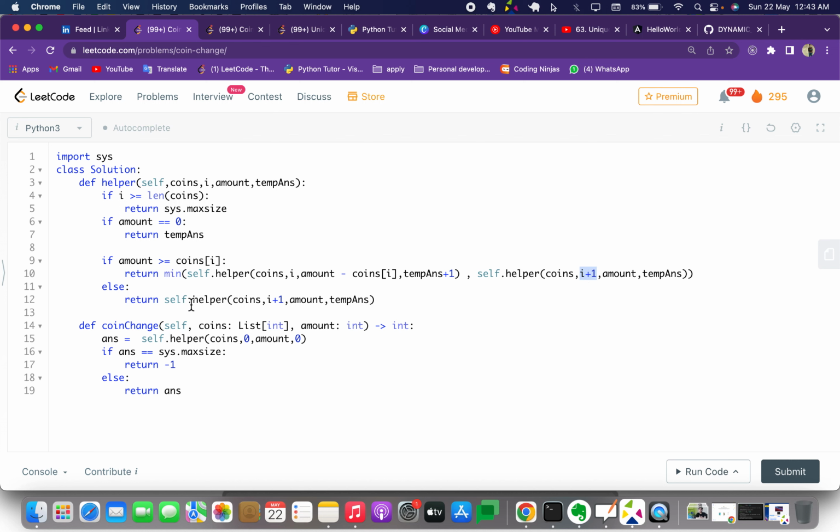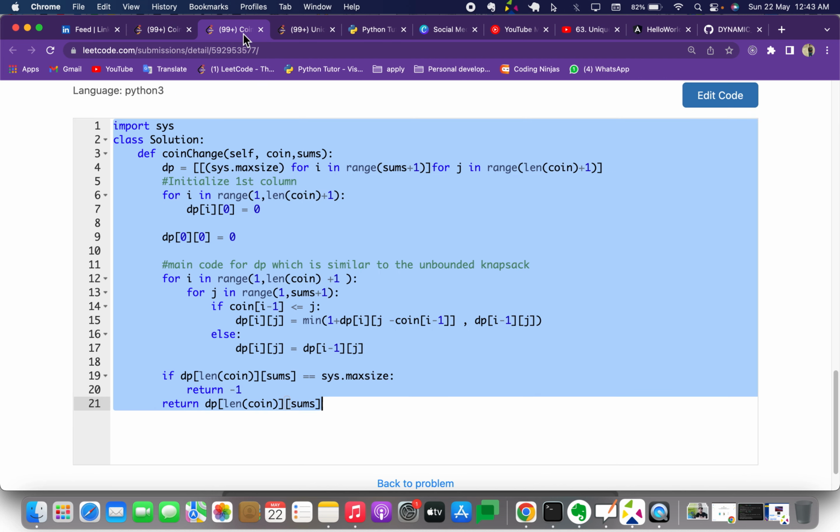And similarly in the unhappy case, it means we are not considering any amount, and we simply move to the next coin. Why are we returning the maximum value? Because from these two things, whatever the minimum value we get, that we have to return, right? So that's why we are passing the maximum value. This gives a TLE error. For that we use the same thing, but we use DP here.